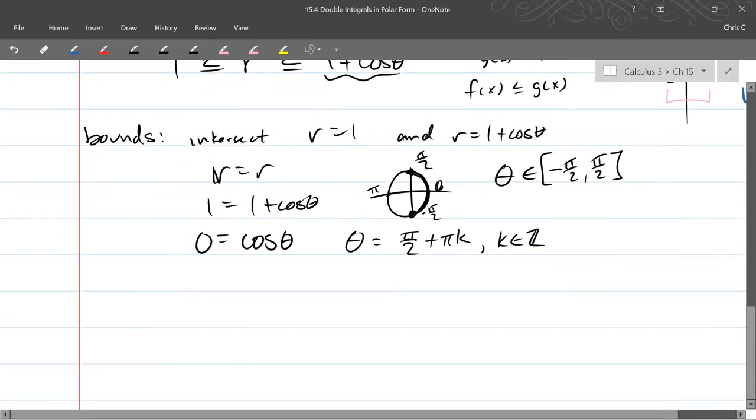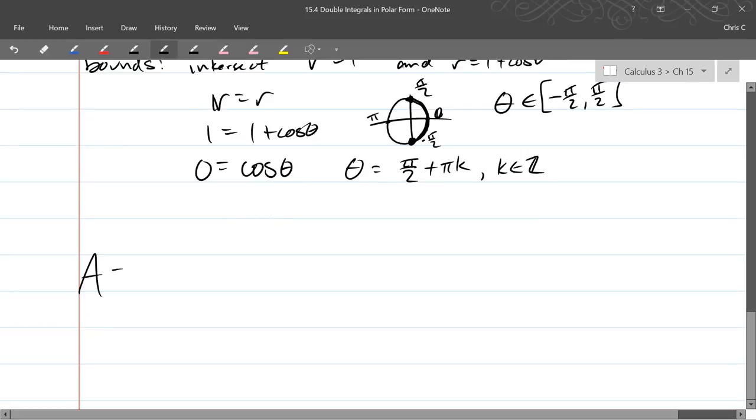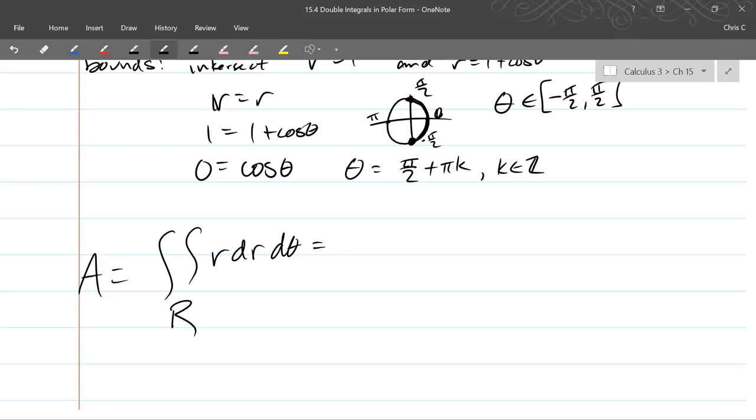All right, now we know our start and end values right there. So we can set up our area. I'm just going to copy down what we have. We have region R, r dr d theta. The polar order of integration is basically already set. If you change around the order, you've got to be very careful when you do it. You generally are not going to change around the order.